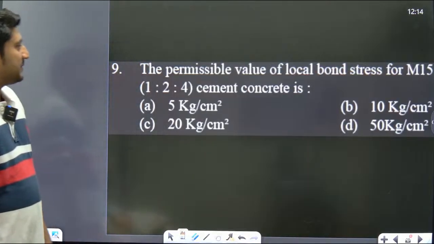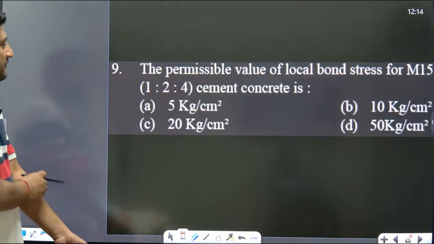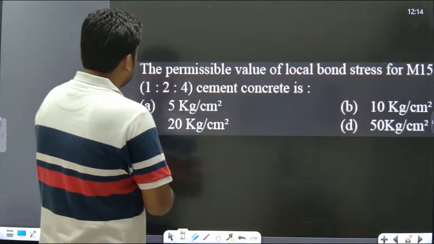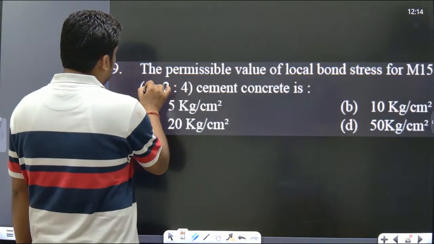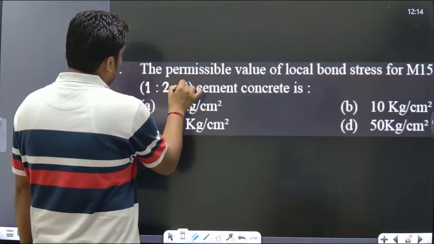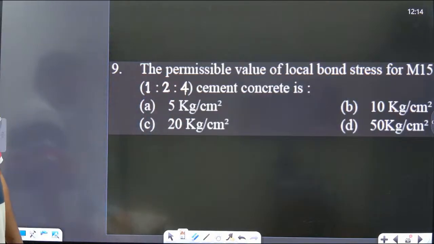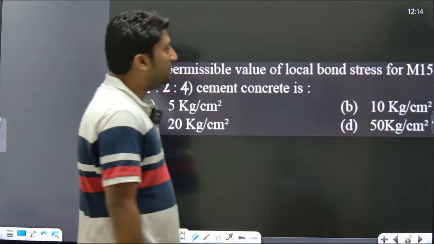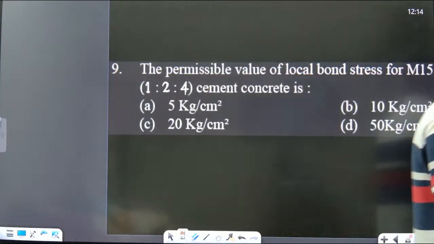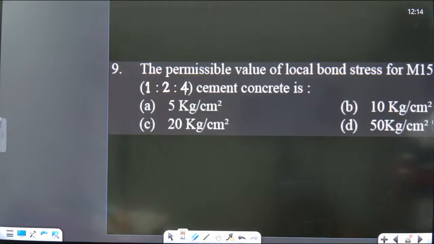Answer this. The permissible value of local bond stress for M15. M15 is the mix with ratio 1 cement, 2 sand and 4 aggregate, that is 1:2:4 cement concrete. What is the permissible value of local bond stress? The minimum value is AST upon BD, 0.85 upon.